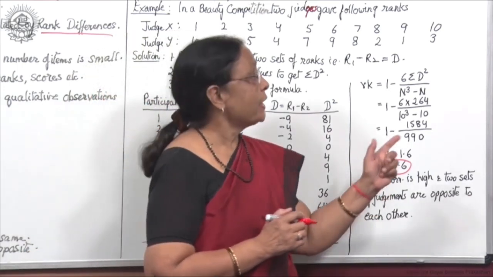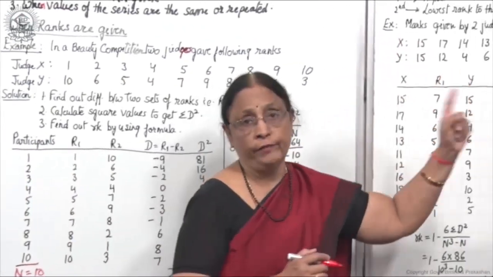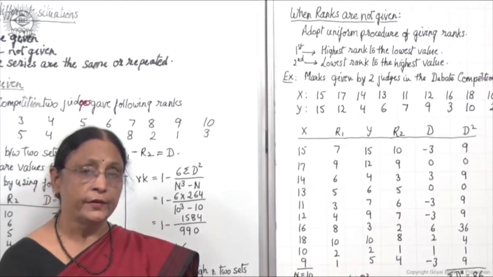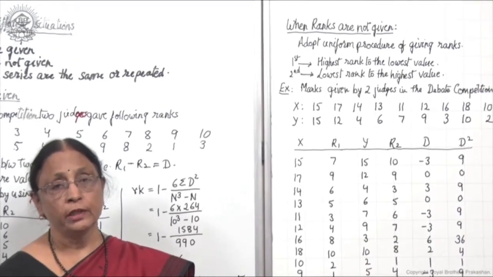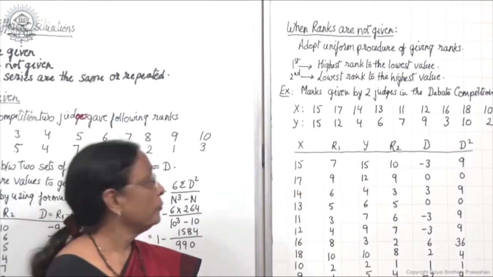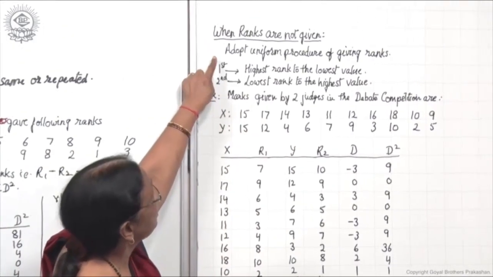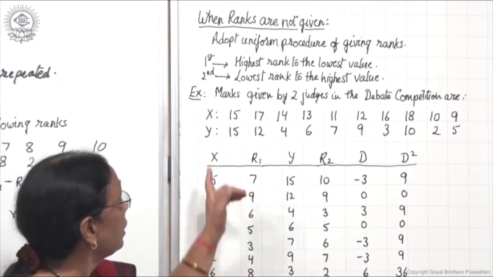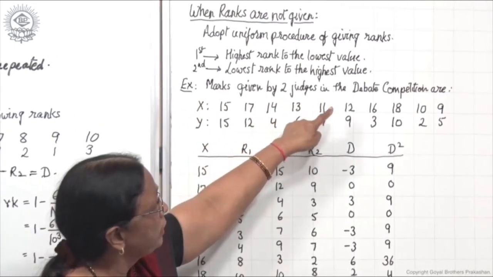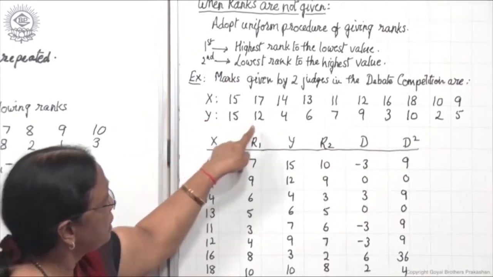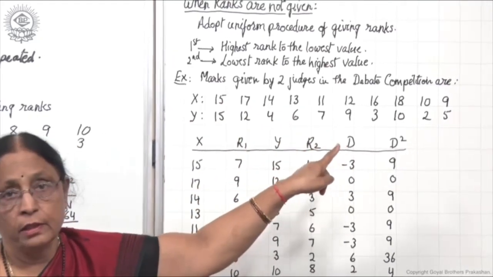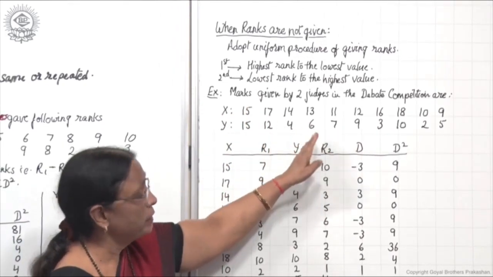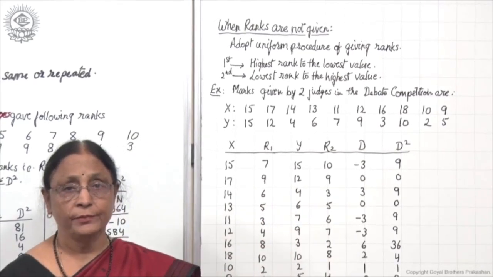Now we move to the second one, that is when ranks are not given. Let us see how we do the calculation in case ranks are not given by the judges, but only scores or marks are given. In this case, we have to adopt a uniform procedure of giving ranks. When the scores are given, like here, marks given by two judges in the debate competition are X and Y. These are the marks given, not the ranks, right? There are 10 participants and the marks given are like this.